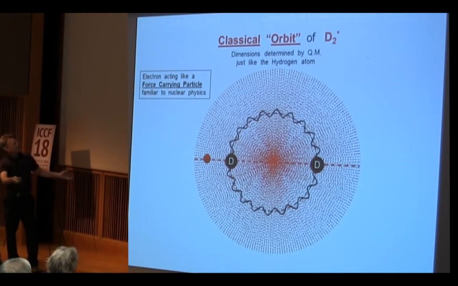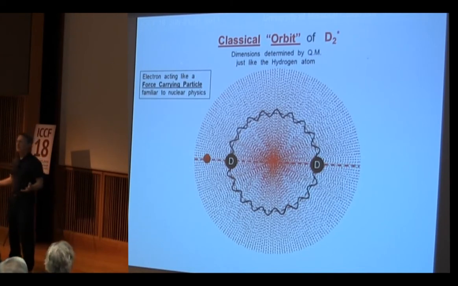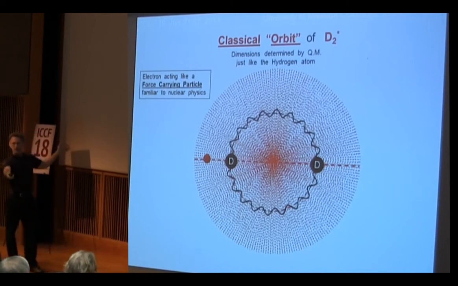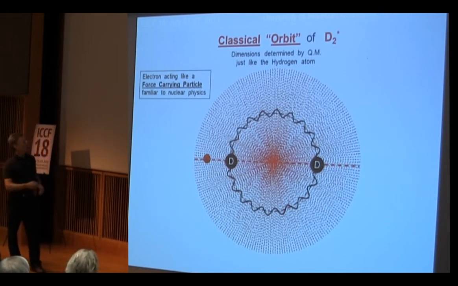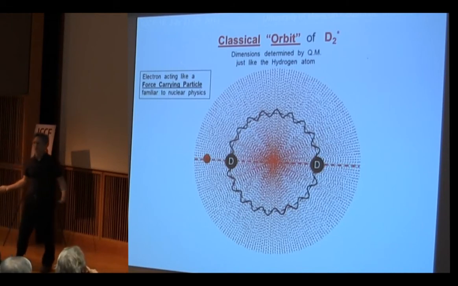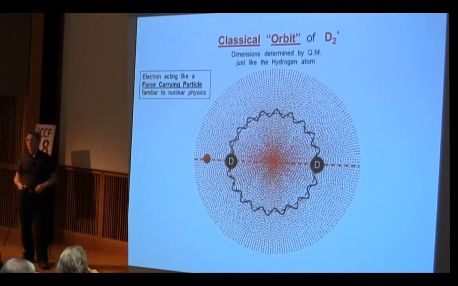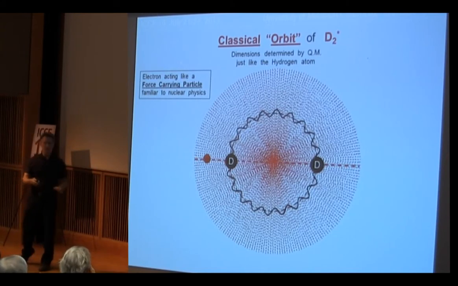The dimensions will be determined, just like the dimensions of hydrogen, by the quantum mechanics, because you can make the dimensions classically anything you want, just like the hydrogen electron. And the electron is just acting like the force-carrying particle in nuclear physics. So the chemists aren't used to this kind of stuff.